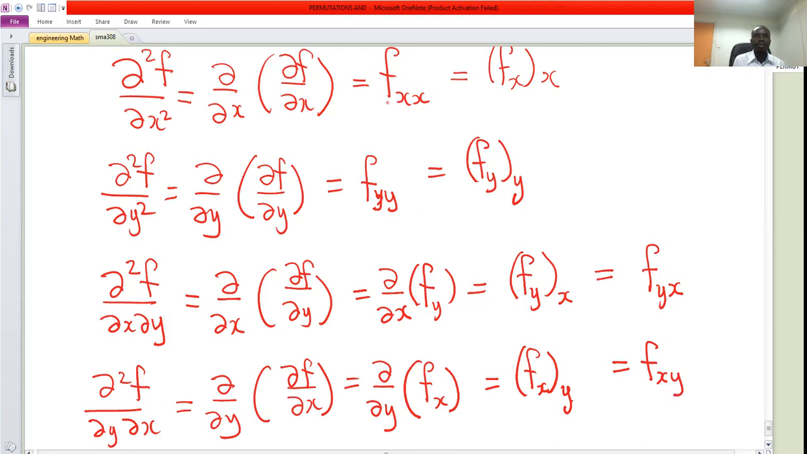So this is how we rewrite second order partial derivatives or first order partial derivatives in terms of just f and then some subscripts. So in a similar manner, you can define the third partial derivatives, fourth partial derivatives, etc.